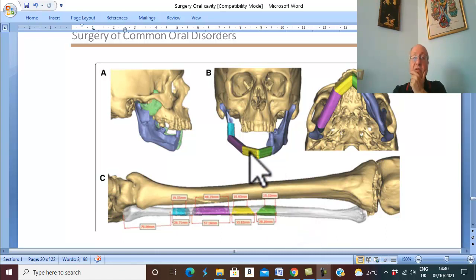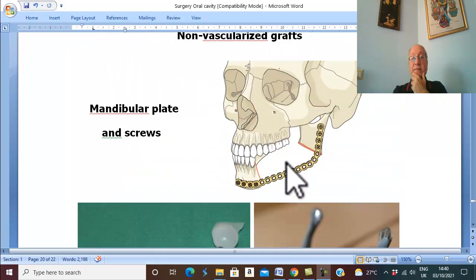After we put fragments and parts of fibula or the rib here, how do we fix this graft? We fix this graft by this. What is this? This is called mandibular plate and screws. We fix the remaining parts of the bone and the multiple fragments of the non-vascularized graft with mandibular plate and screws.